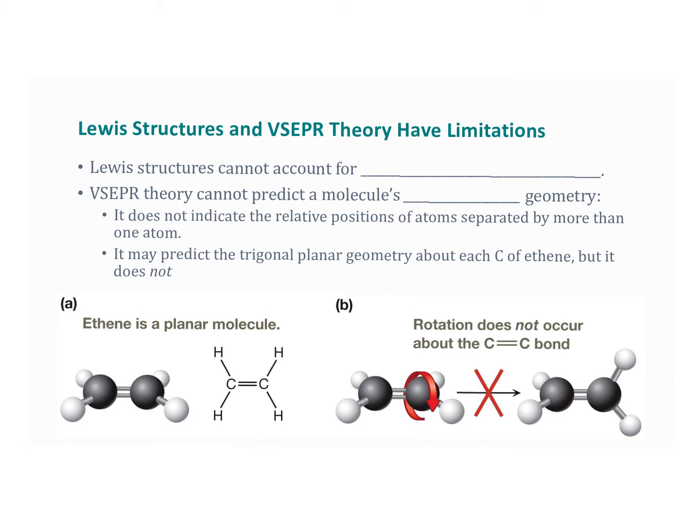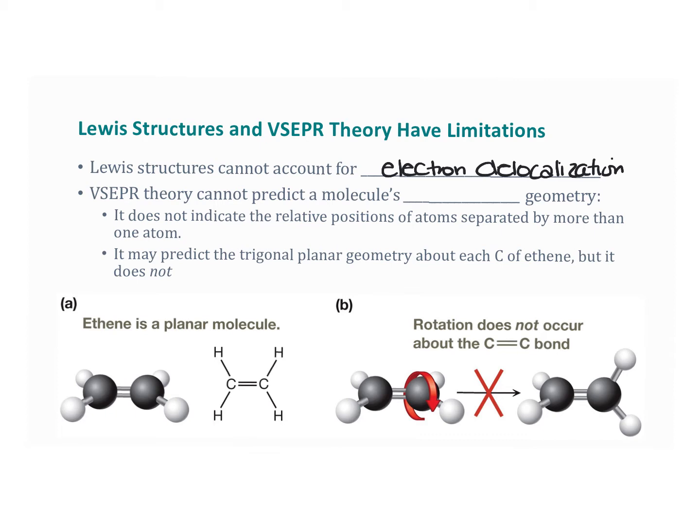So here are some limitations. Lewis structures cannot account for electron delocalization. We've already shown that with our resonance hybrids. Obviously with resonance hybrids, it wasn't great, but it is the best we have, right? And that's where we showed those resonance hybrids to try to help with that.